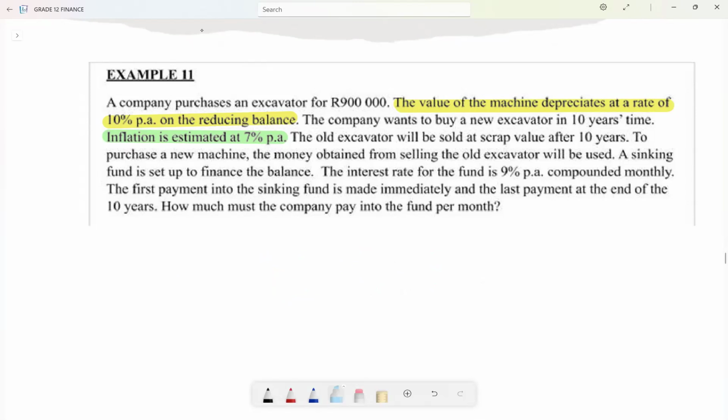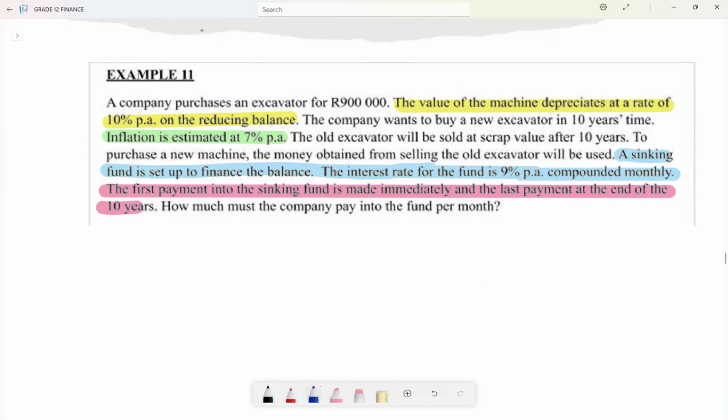They say the interest rate for the fund is 9% per annum. They tell us a sinking fund is set up to finance the balance. The interest rate for the fund is 9% per annum, very important, compounded monthly. And they tell us, very important, that the first payment into the sinking fund is made immediately, and the last payment is made at the end of 10 years. How much must the company pay into the fund per month?